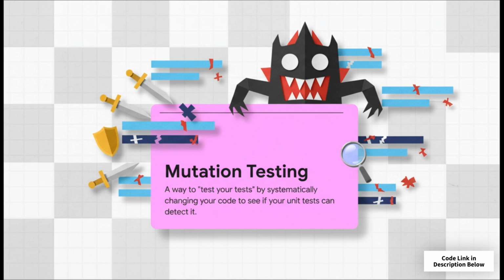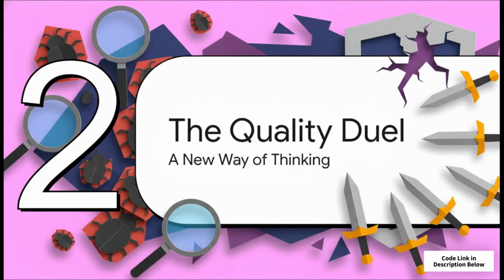Now, if your tests fail, congratulations, you've killed the mutant. But, and this is the real aha moment, if your tests still pass, even though the code is broken, you've just found a serious blind spot. And you know, this requires a completely different way of thinking about quality. It's not just about defending against bugs we've already fixed, it's about actively hunting for weaknesses we don't even know exist. This is what I call the quality duel.